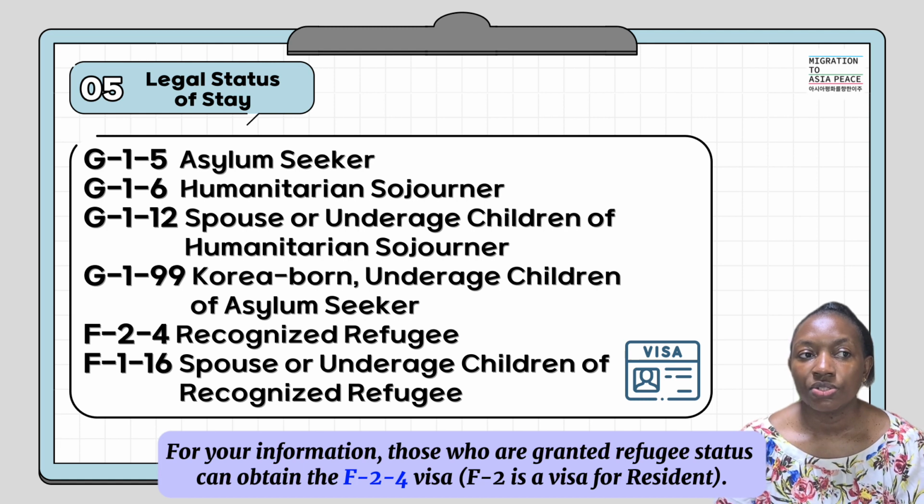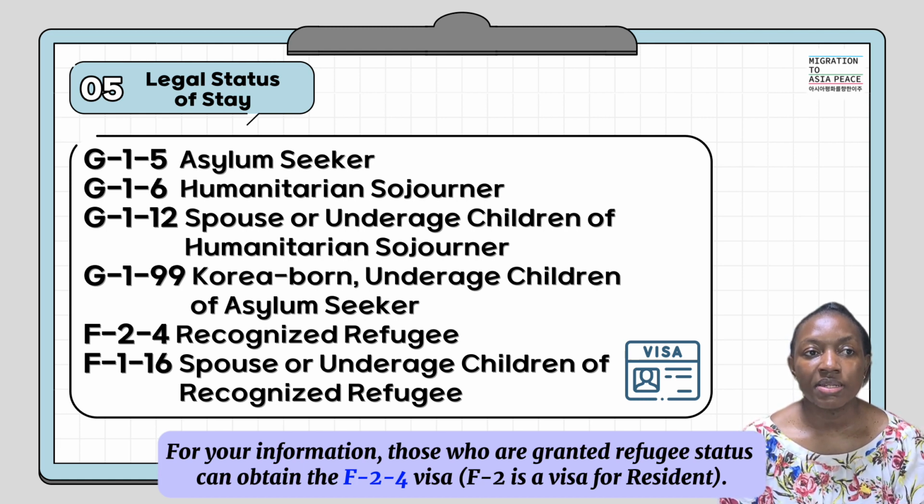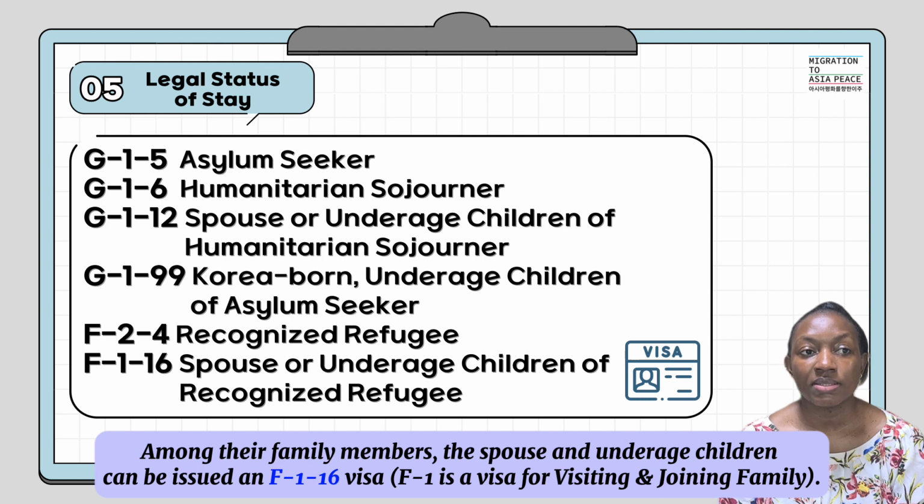For your information, those who are granted refugee status can obtain the F2-4 visa. F2 is a visa for residents. Among their family members, the spouse and underage children can be issued an F1-16 visa. F1 is a visa for visiting and joining family.